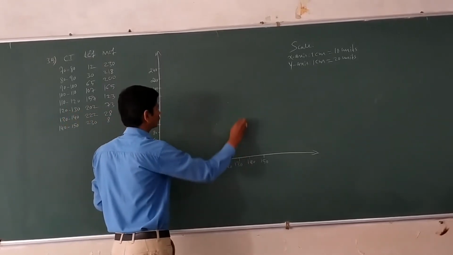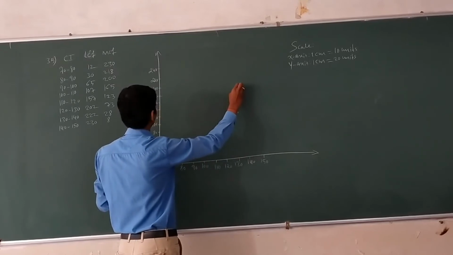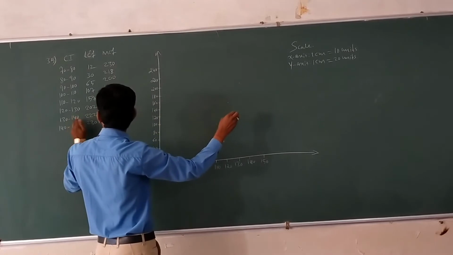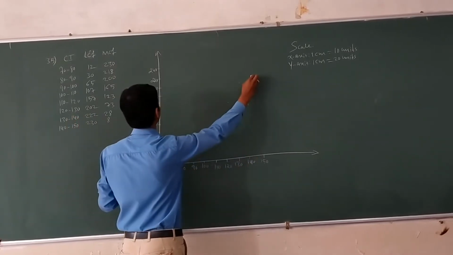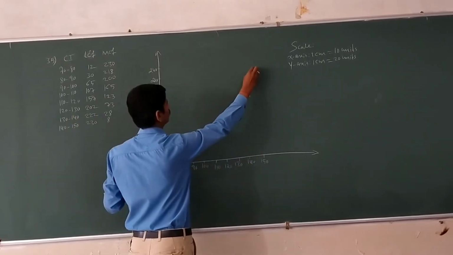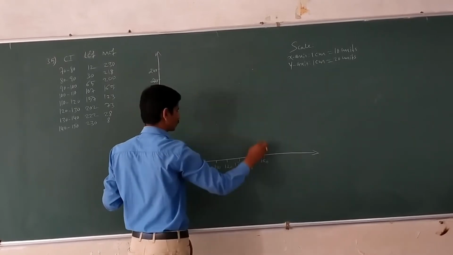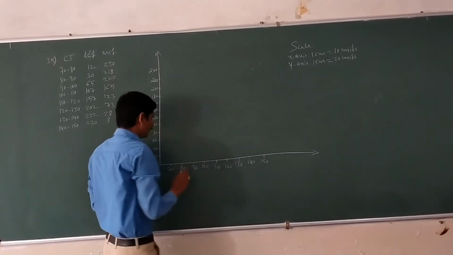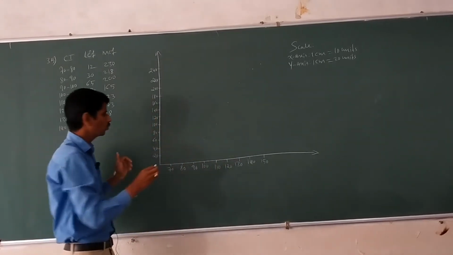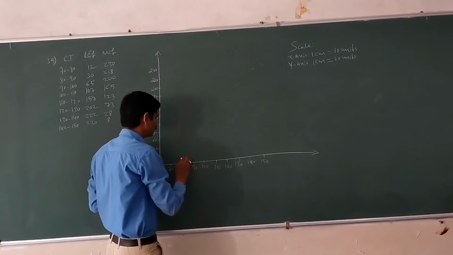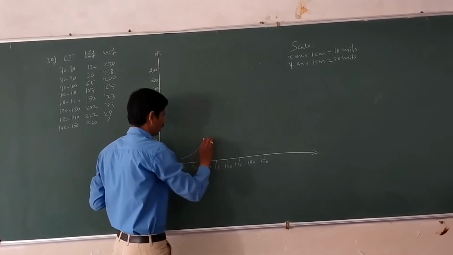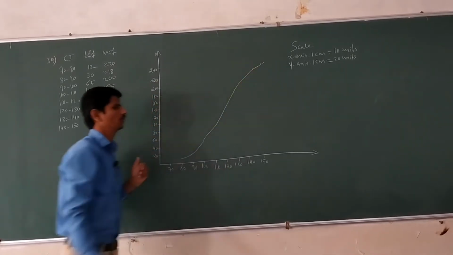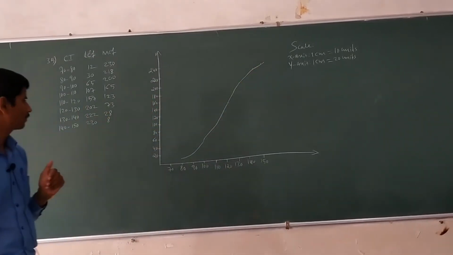140 is 222, 150 is 230. And these points are joined by a smooth curve or a free-handed curve. It is the LCF curve. Next, we have to draw the MCF curve.